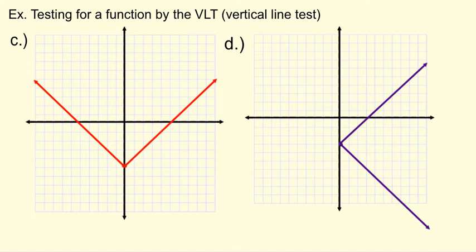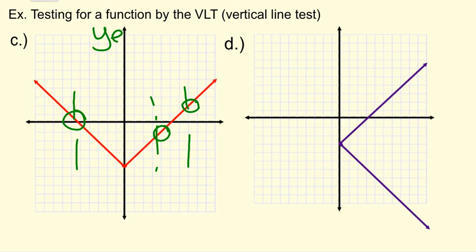A couple more examples now. We graphed out a couple. This was a V. If we imagine drawing all these dotted lines, hits once, hits once, hits once, shape of a V. So we would say this is a function. It passes the vertical line test.